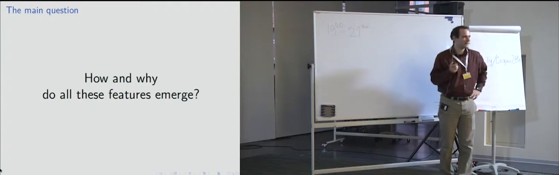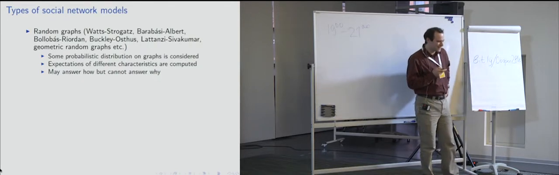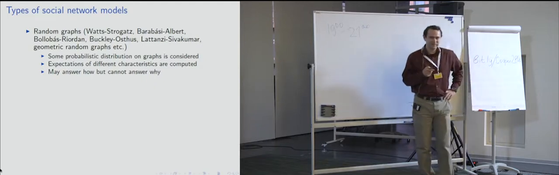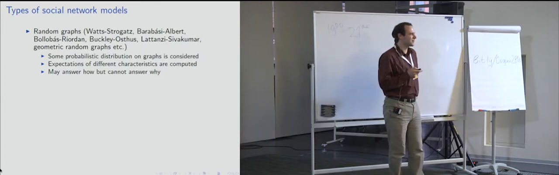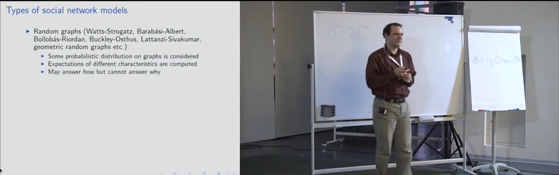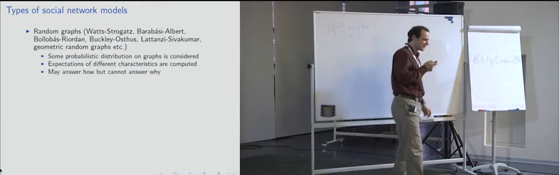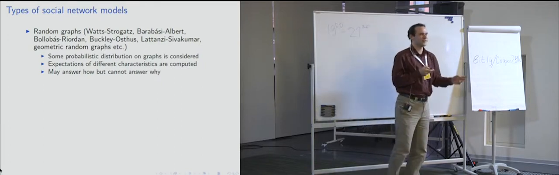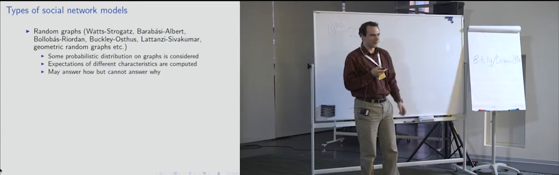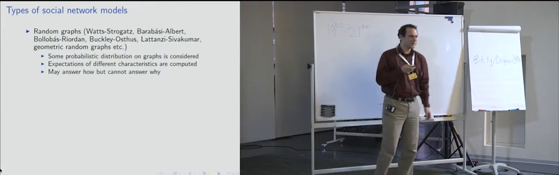Now let us talk about the existing models. There are 2 main approaches. One approach is the random graph approach, where you specify some probability distribution on all possible networks, and then you compute the expectation of all these characteristics. So you compute the expected clustering coefficient, expected average distance, and so on. And there are plenty of such models.